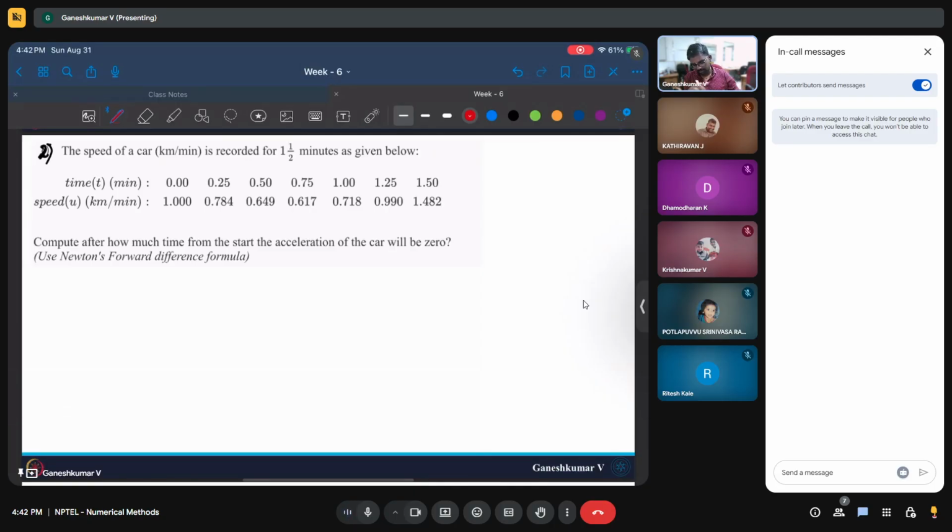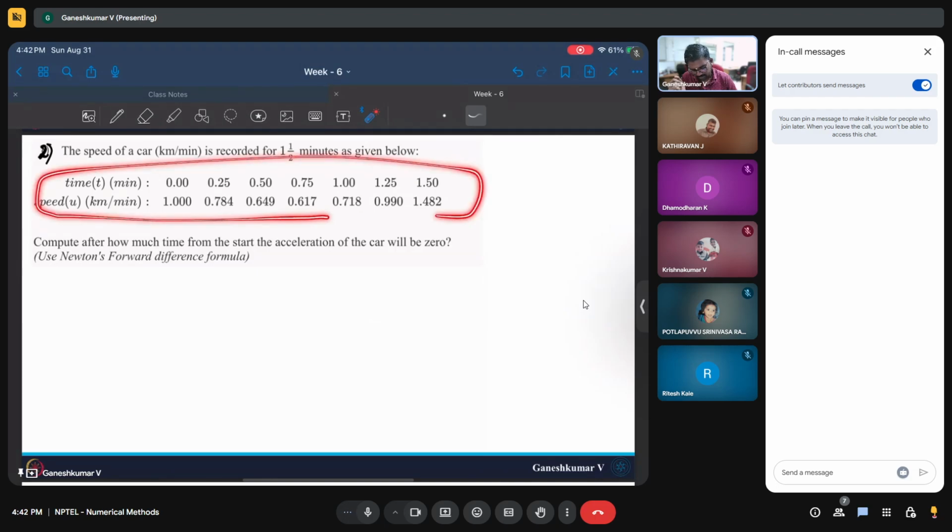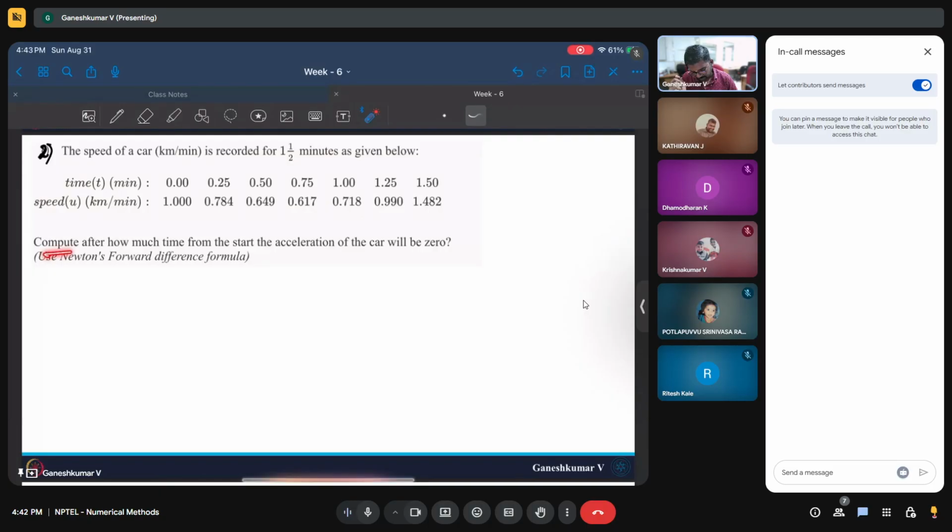So the second question revolves around this. It says the speed of a car is recorded for 1.5 minutes, and this is the speed of the car recorded. Compute after how much time from the start the acceleration of the car will be 0. If you see, the acceleration is going to vary.